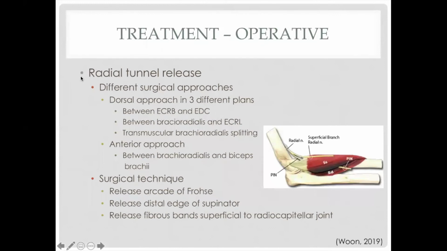For operative treatment, this would be utilized after a year of conservative treatment, and if that was not working. So there are different surgical approaches for radial tunnel release, the dorsal and anterior approach, and then there are different surgical techniques of the site to release the radial tunnel. So this is 6 to 8 months for recovery, and it's dependent upon the nerve damage.